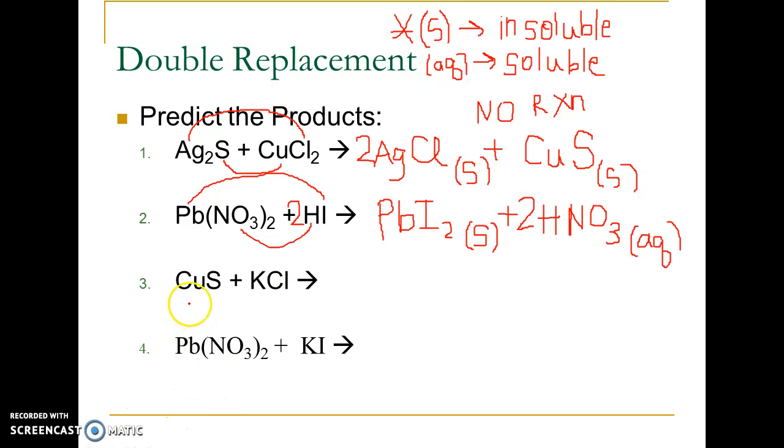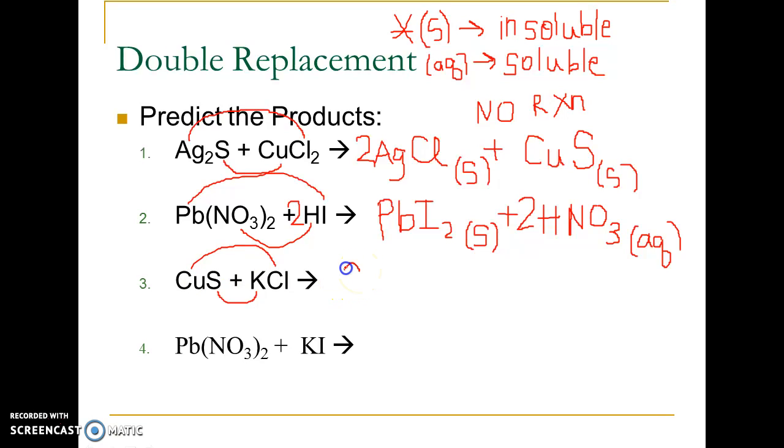Okay? So we have copper and sulfur plus potassium and chlorine here. I'm going to use my neat little trick for my outsides and my insides. So copper and chlorine are going to be paired together. Now copper is a transition metal, so I have to figure out what its charge is. Well, I know sulfur has a -2 charge. I don't see any subscripts down here, so that means copper's charge has to be +2.